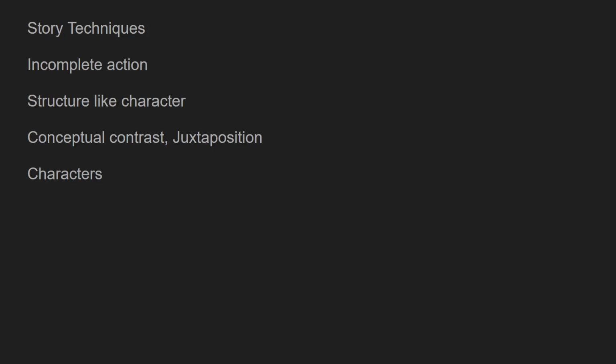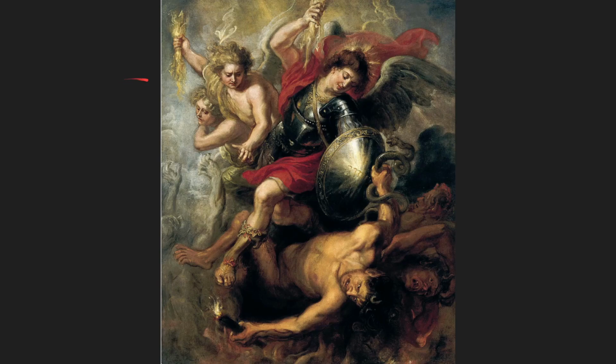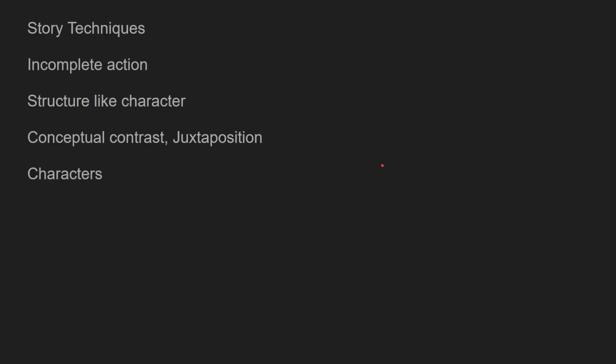So, story techniques. Besides what I've already told you, there are some other story techniques that you can use to make your build more interesting. For example, incomplete action, which I have an example of here. Actually, let me go over the other ones first. We have structure like character, conceptual contrast, and juxtaposition. They overlap a little bit, so I put them as one. And then also characters, or organics of some sort. I'll leave incomplete action to be one of the last.